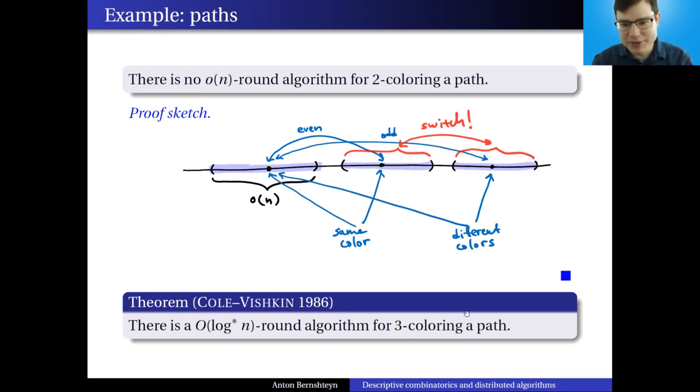But if you want to color a path with 3 colors, then you can do this very quickly. This log star n is the iterated logarithm of n, which is the number of times the log function has to be applied to n so that the result becomes less than 1. In other words, it's the inverse of the tower function. It's a very, very slow growing function. Although it does go to infinity with n, somebody said it has never been observed to do so.